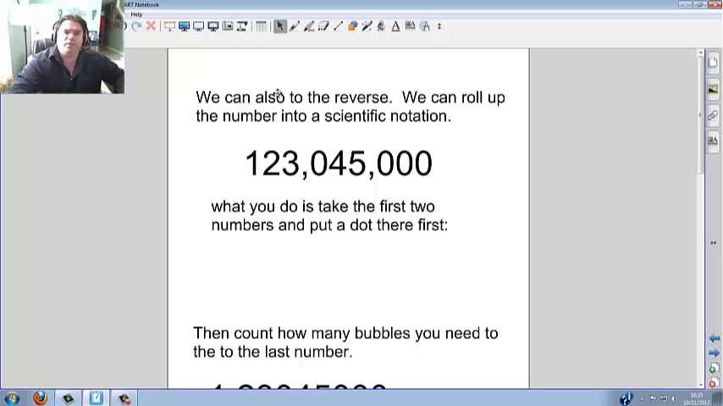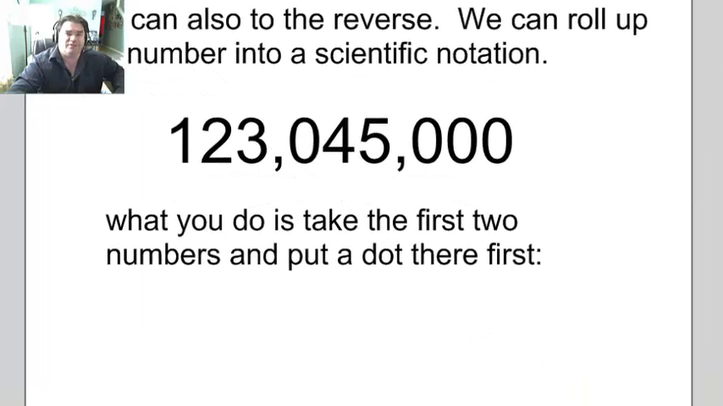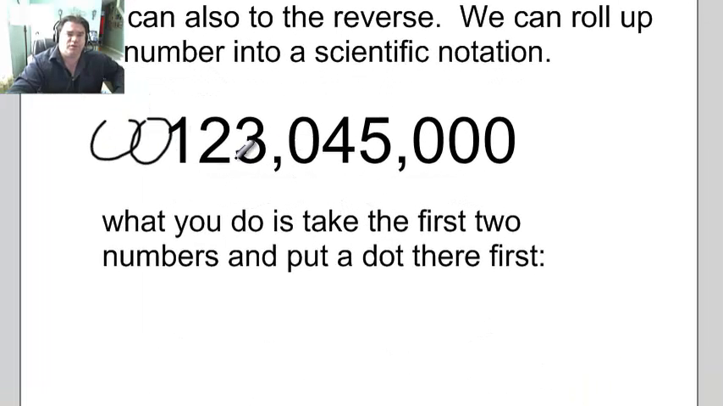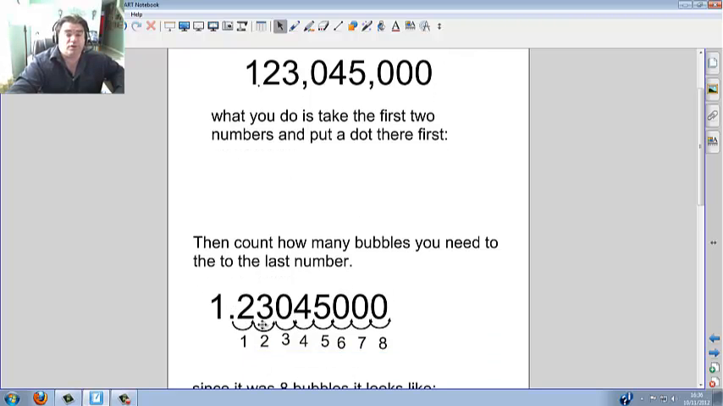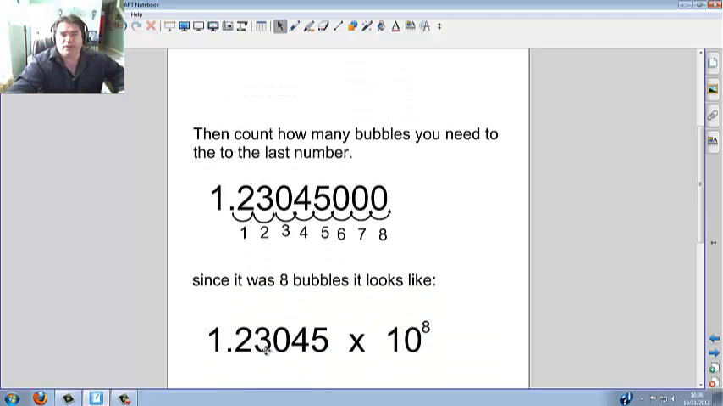And back. We also can do the reverse, so we can roll it up into scientific notation. So take 123,045,000. Well, what you do is you put the decimal between the first 2 numbers. The first number can't be a 0. So if it was like 0, 0, 1, 2, 3, you still put the dot right here, between the first number that's not a 0 and whatever's after it. So what you do is you put the 1.2 and just count off how many spaces till the end. So 1, 2, 3, 4, 5, 6, 7, 8. 8 spaces. So 1.23045 times 10 to the 8th power.